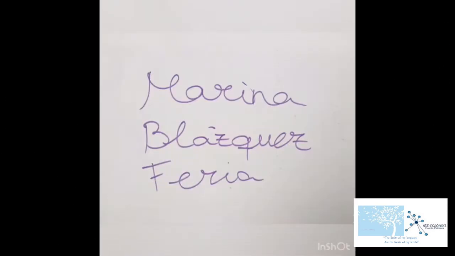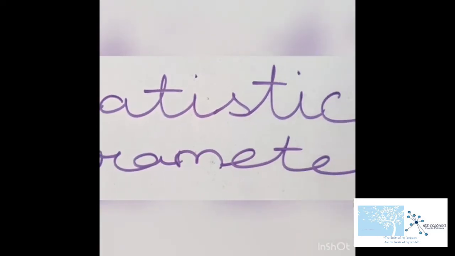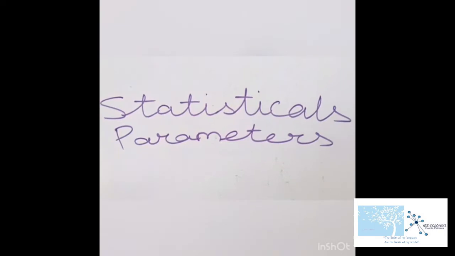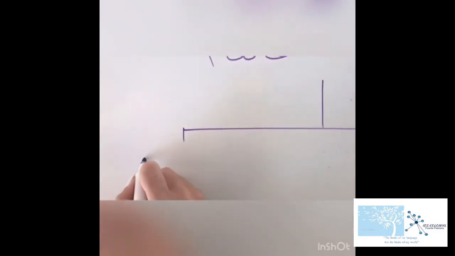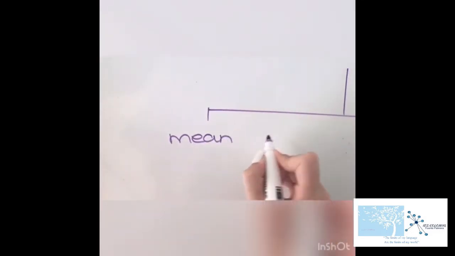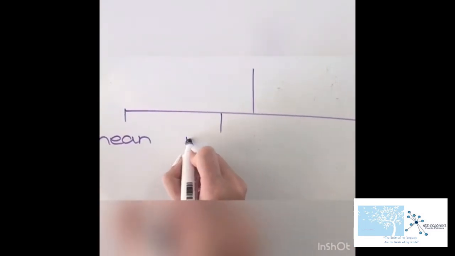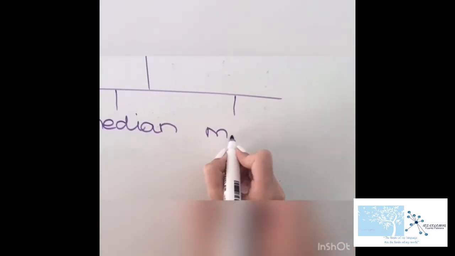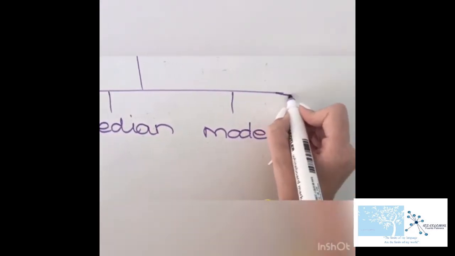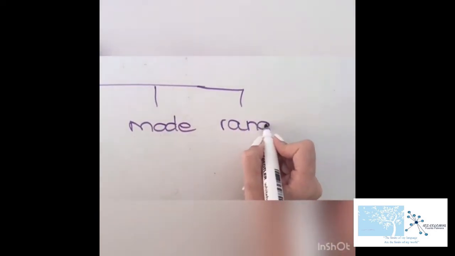Hello, my name is Marina and today I'm going to talk about statistical parameters. These are divided into 4 parts: mean, median, mode, and range. At first, I'm going to start explaining the mean, and I will give you examples.